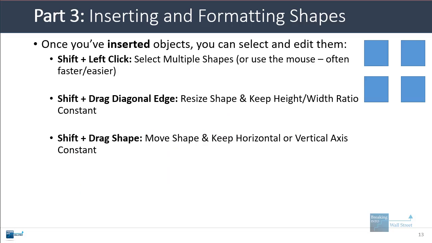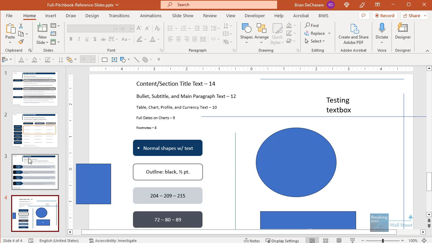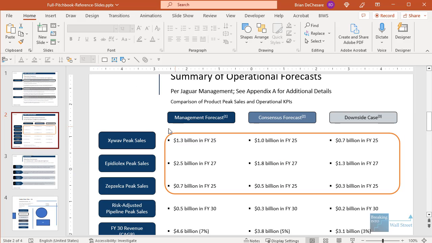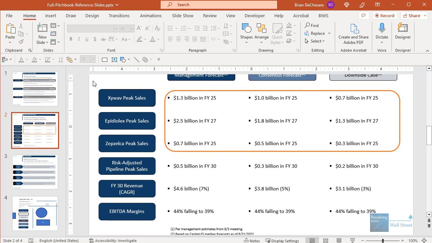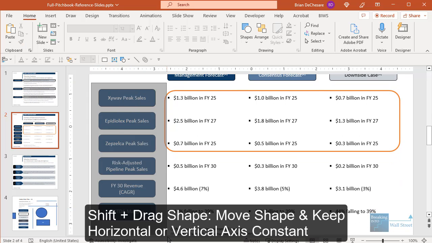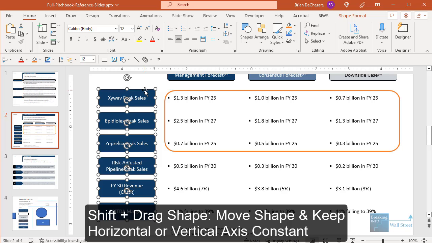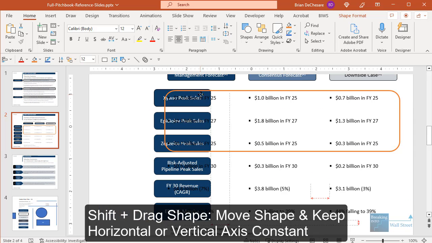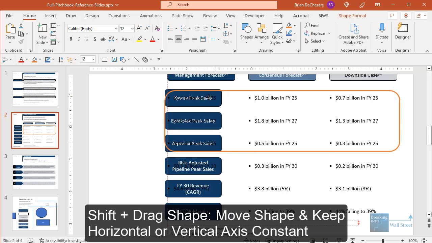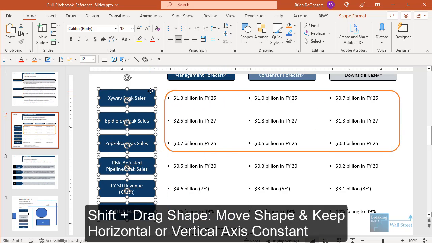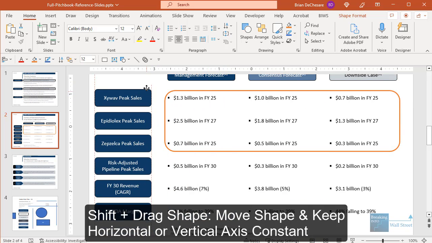If you press Shift and then you drag the shape itself, you will move the shape and you'll keep the horizontal or vertical axis constant. So for example, let's go back to one of these slides and let's just use the mouse to select all of these. And now let's press and hold the Shift key, and then I'll drag this over and you can see what's happening. They're moving in a straight line, which is very useful. If I move them up and down, the same thing happens. They are moving, but they're not really shifting over.